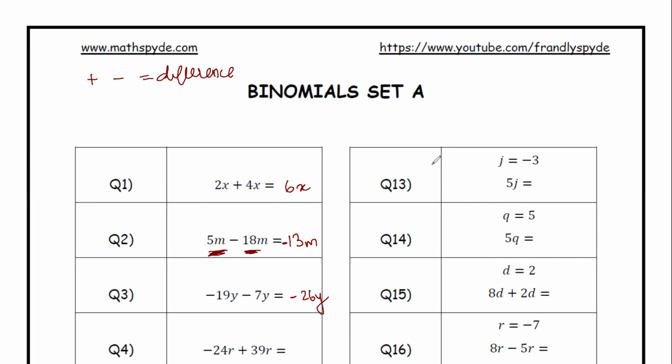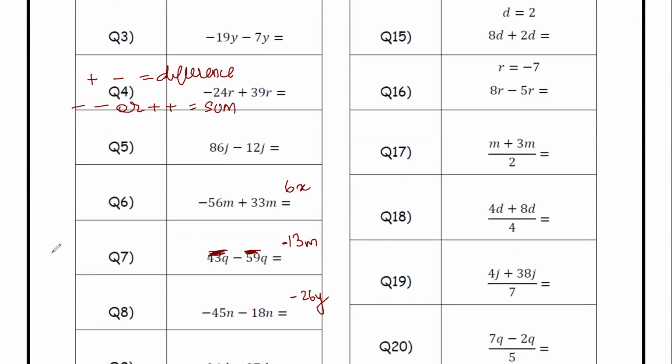Now, if they're both positive or both negative, then you simply take the sum. And the result is obvious. If they're both negative, the result will be negative. If they're both positive, the result will be positive. Consider question number 4 below. One is positive, one is negative. So you take the difference. The difference is 15r. Okay, right?